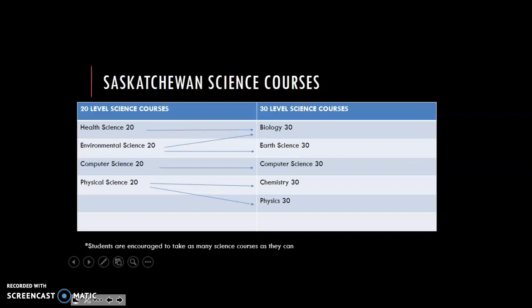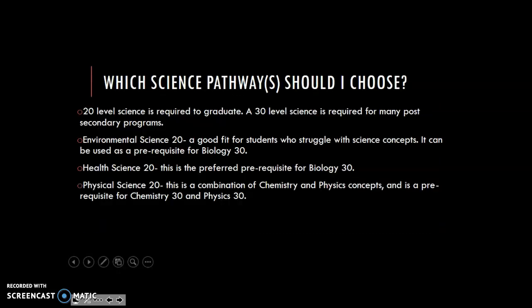Now, we do not offer the Computer Science pathway here at KCS, but they do offer it through the SunWest Distance Learning Center, and it is an option for students who are really keen and interested in computer science. It is not an easy pathway by any means, but it does work for some students in their personalized learning journey. Physical science is a prerequisite for both Chemistry 30 and Physics 30, and it does include the concepts for both of those courses. So how do I choose a science pathway?